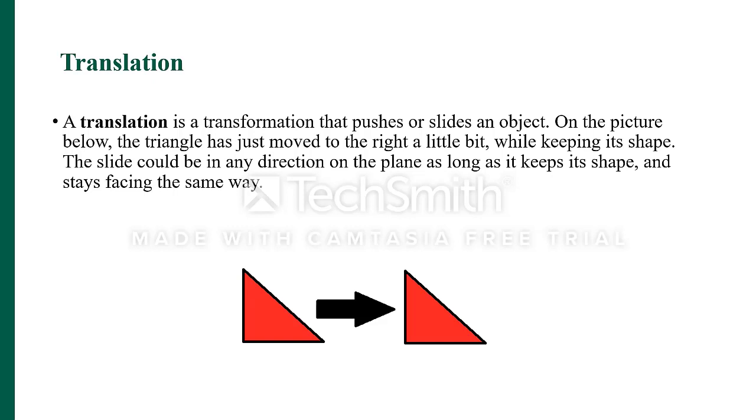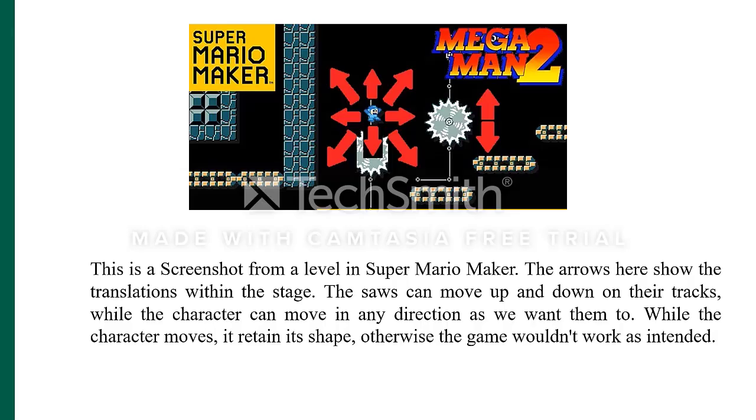And the first one, translation. The name itself says that it is just translating. It is not changing the size or shape of the object. It is just moving its location from one coordinate point to another in the system. So it is what is mentioned here: a push or slide of an object. In this triangle, it has just moved a bit to the right in the same plane, and it stays the same as it is.